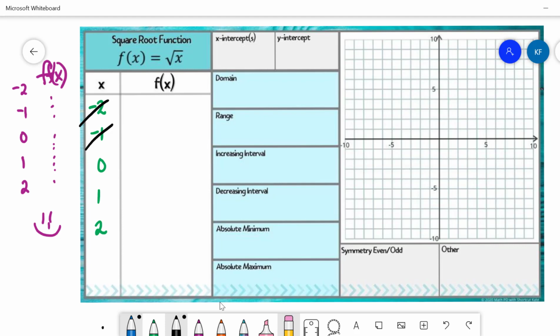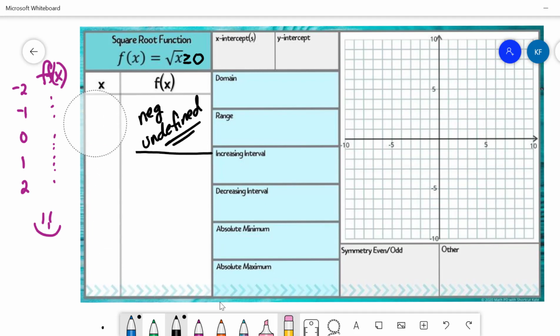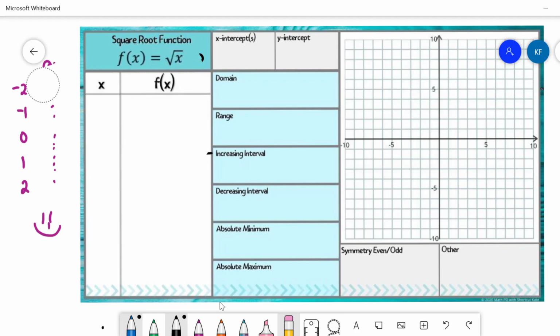And that is because the inside of this function has to be greater than or equal to 0. So that means in the parent function, I'm being very careful to say parent function, the negative values are undefined. And we'll see that. So try it in your calculator and you'll see what I mean. So now you can go ahead and start writing, because these are the things that you're going to need for this particular function.